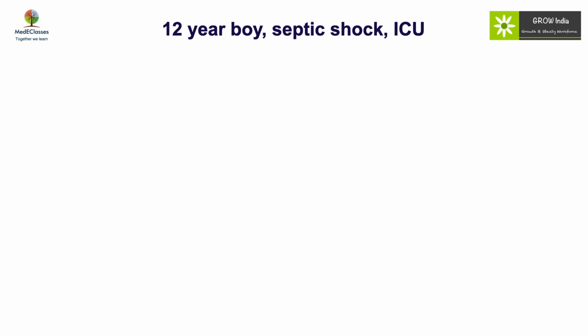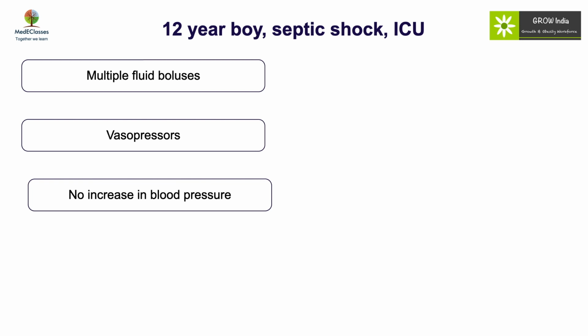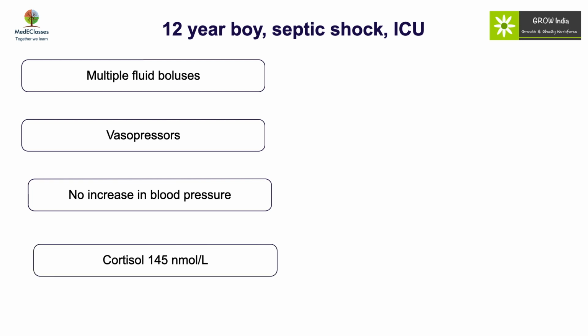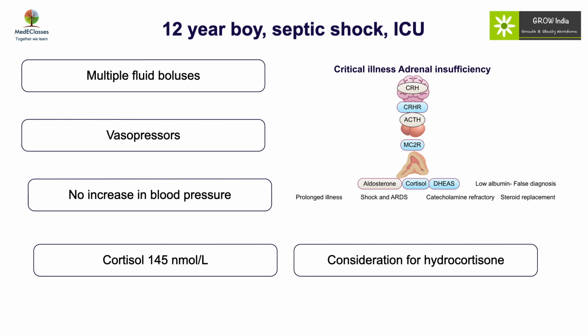A 12-year-old boy in septic shock in the ICU, with multiple fluid boluses and vasopressors, has no increase in blood pressure, and cortisol was found to be low. This is what is known as critical illness adrenal insufficiency, where you have lost all the stores of cortisol, and therefore this has resulted in adrenal insufficiency. There would be an improvement with the use of hydrocortisone in this setting. So very importantly, we need to be aware of critical illness adrenal insufficiency in somebody who has catecholamine refractory shock.